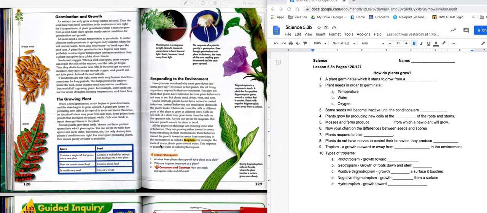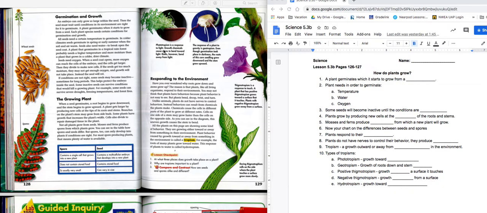For example, the roots of many plants grow toward water. This response of a plant to water is called hydrotropism. If you know, hydro is your prefix for water. Okay, so down here, hydrotropism is the growth toward water.